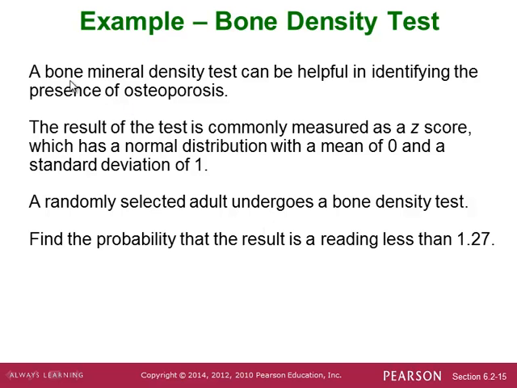We're going to take a look at the bone mineral density test that can be helpful in identifying the presence of osteoporosis. The result of this test is commonly referred to as a z-score. This is a normal distribution with a mean of 0 and a standard deviation of 1. Suppose that we randomly select one adult who undergoes a bone density test. Find the probability that the result is a reading less than 1.27.